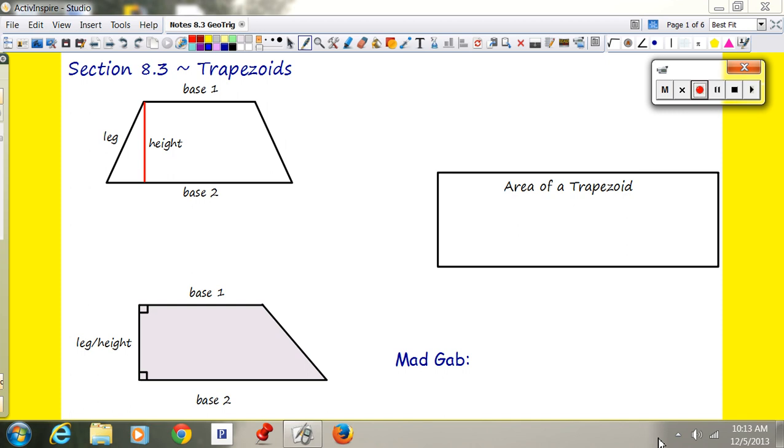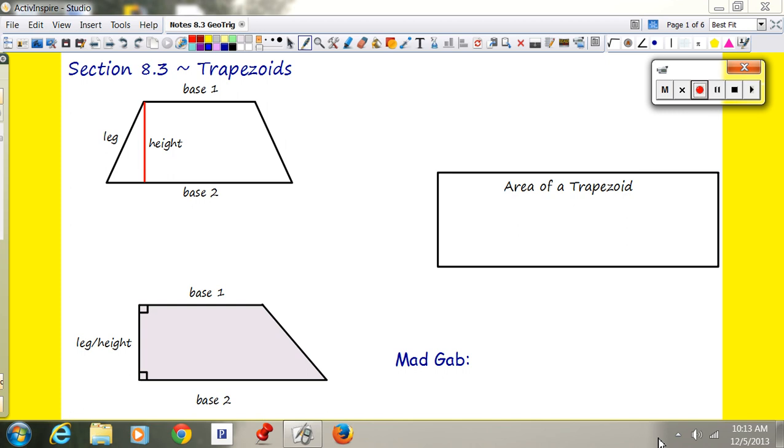All right, let's start with the section on trapezoids. We've done squares, rectangles, parallelograms, triangles. Now we're going to do trapezoids, and then we'll have some regular polygons next week. And that will be the rest of the polygons. And we'll move into circles and stuff like that. But for now, we're going to talk about area of a trapezoid.